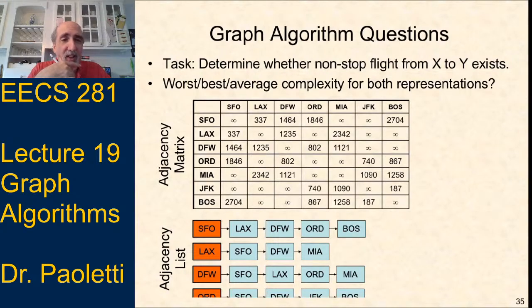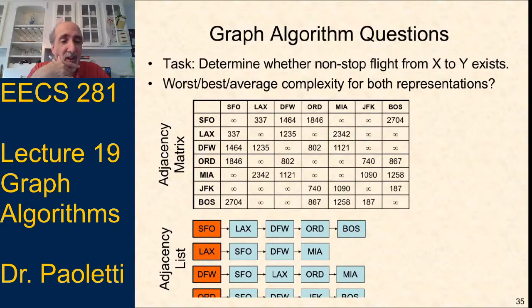And we want best, worst, and average case for both these representations. So let's think about it. If I've got an adjacency matrix and I want to know X, Y, well, assuming that I can turn Orlando into a row number, or Boston into a column number in O(1) time, if I can turn the city name into an index in O(1) time, then it only takes me O(1) time to find the row, find the column, and determine, hey, is there an infinity there or not?